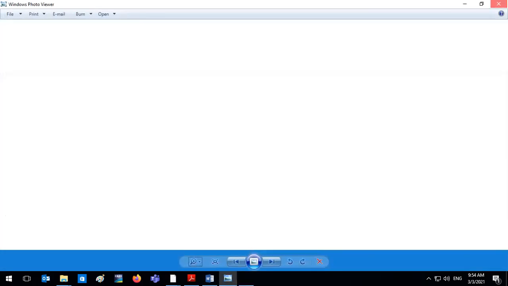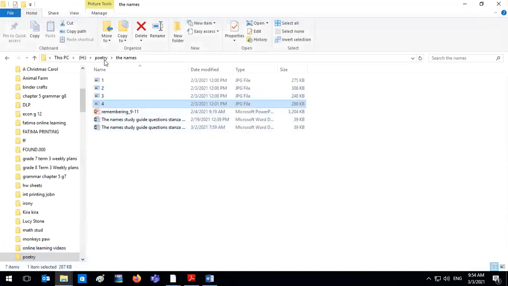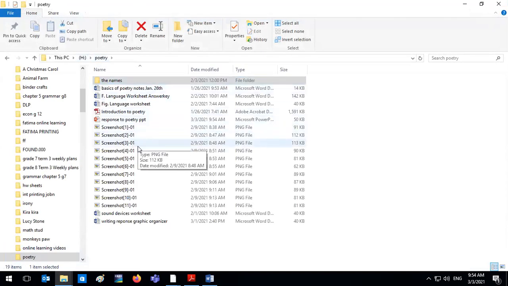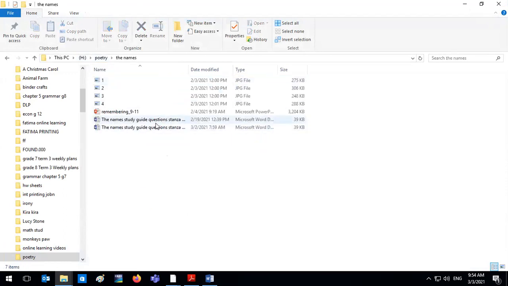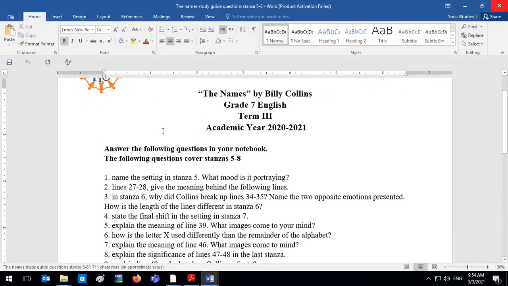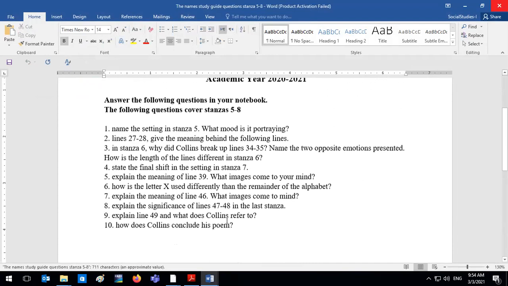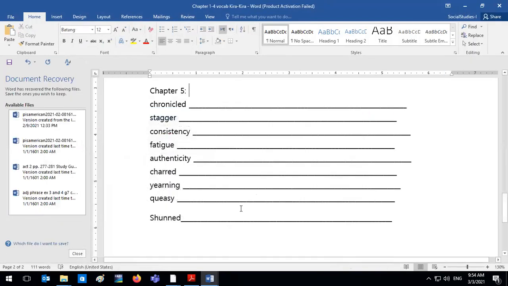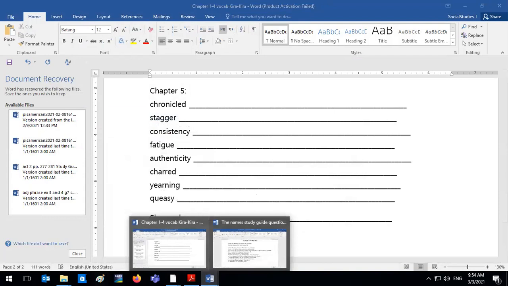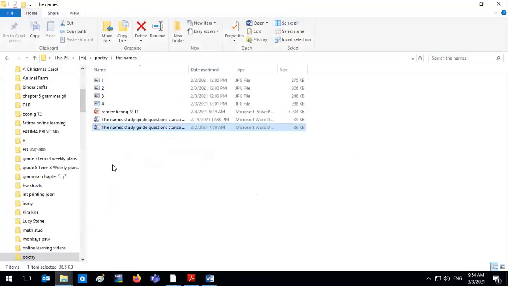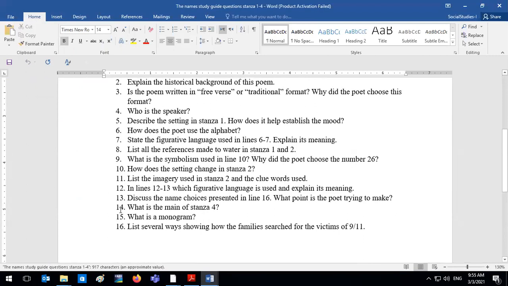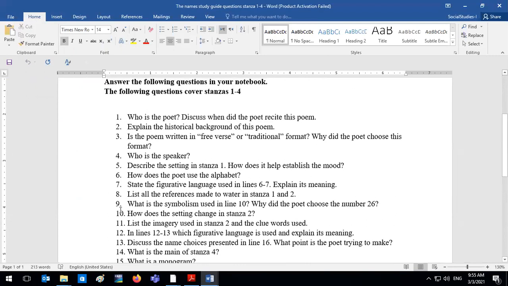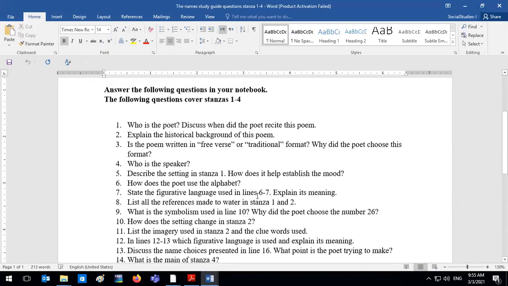All right. The quiz for tomorrow, which is for the names. Again, you saw that you have two study guides covering stanzas 5 to 8, and you also have a study guide covering stanzas 1 to 4. Do you have any questions regarding those study guide questions? Because again, it's very important to know them so that you will prepare for tomorrow's quiz.